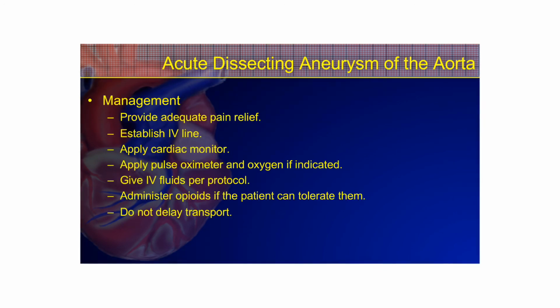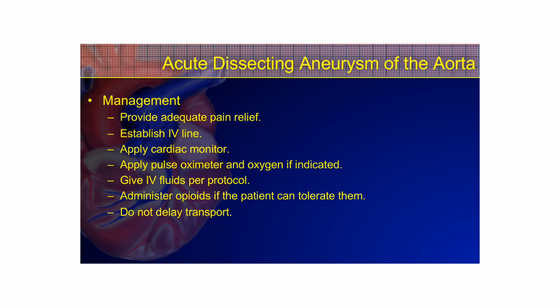And then the last thing we're going to talk about is the management of these patients with aortic dissecting aneurysms. The goal of the pre-hospital management is to provide adequate pain relief and rapid transport. They need to get surgery. Okay, so establish an IV line, apply the cardiac monitor, apply pulse ox, administer oxygen if indicated, as always, to keep the O2 sats above 94%. Give IV fluids, medications per local guidelines.